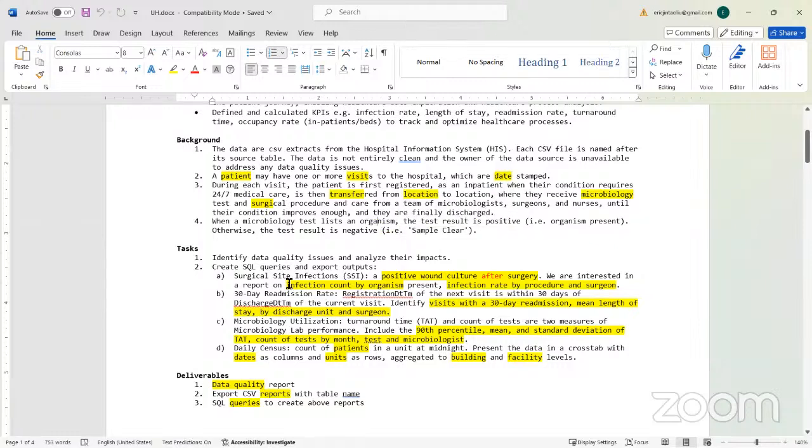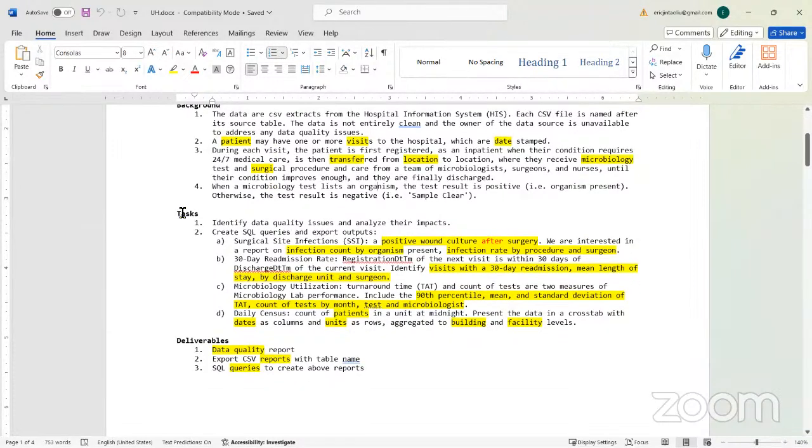Okay, so here is the rest of the story. I didn't help the students to do the test, so that's unethical. But I did give her a few pointers, and very quickly she got it. So she solved these cases. She solved it all in SQL. So these are the tasks: identify data quality issues and analyze their impacts, and create SQL queries, exports and outputs. First is the infection, a positive wound culture after surgery.